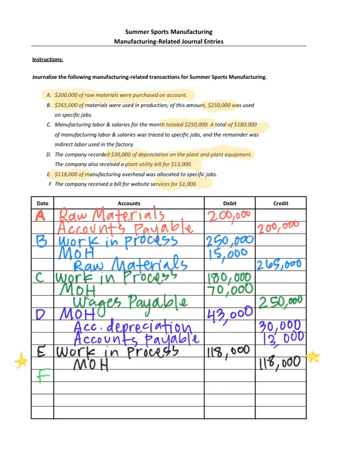That means we're not going to record this cost to any of our manufacturing accounts, and instead we would debit advertising expense and credit accounts payable. And that completes our exercise.